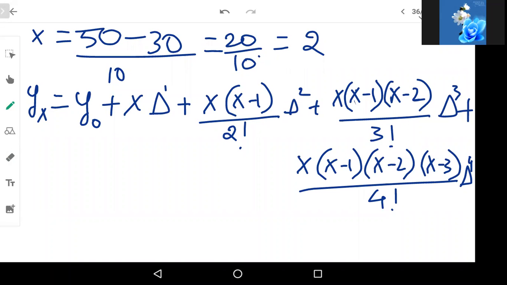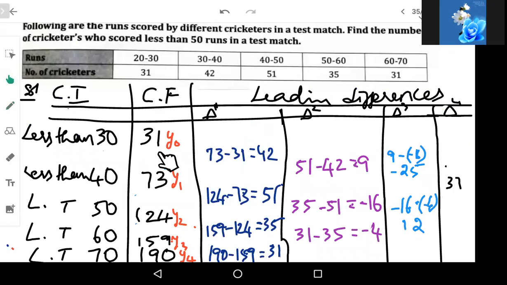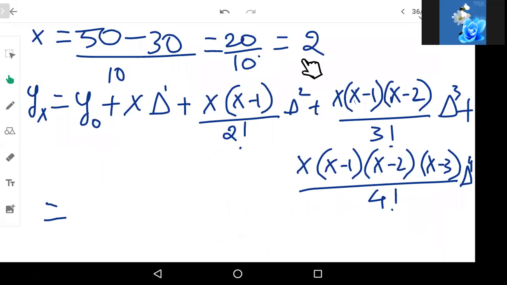Now let us put all the values into the formula, starting from y0. Go back to the question. The y0 is 31. The first leading difference is 42. The second leading difference is 9. The third leading difference is minus 25. And the fourth leading difference is 37. Fine. Now we will consider all of this, and we also know x is 2.